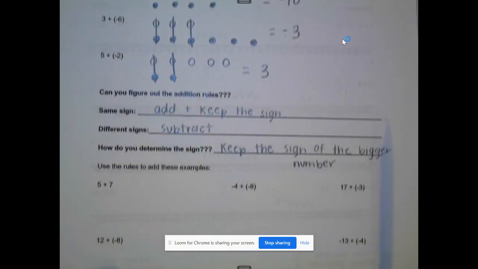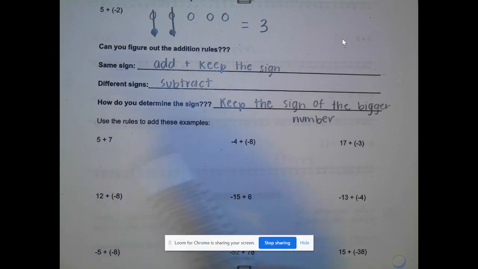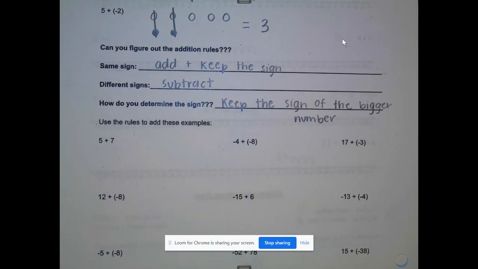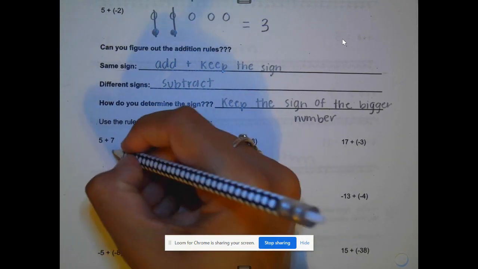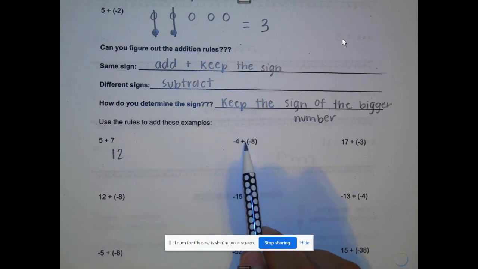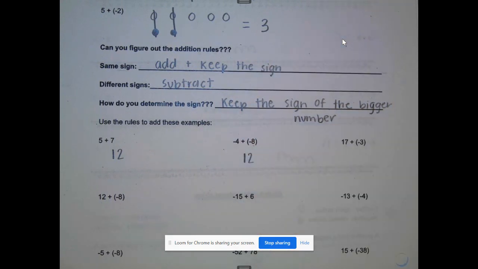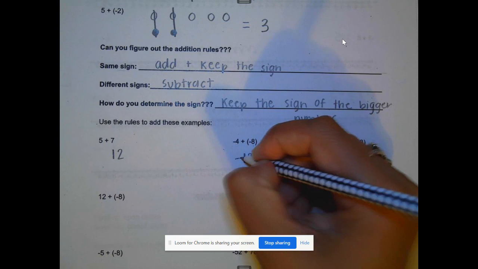All right, let's do a couple examples before you go on your own. 5 plus 7, easy. They're same signs, so we add and keep. 5 plus 7 is 12. They're both positive, so our answer is positive. Negative 4 plus negative 8. Same signs. We add and keep the sign. So 4 plus 8 gives us 12, and they were both negative, so we keep the sign.